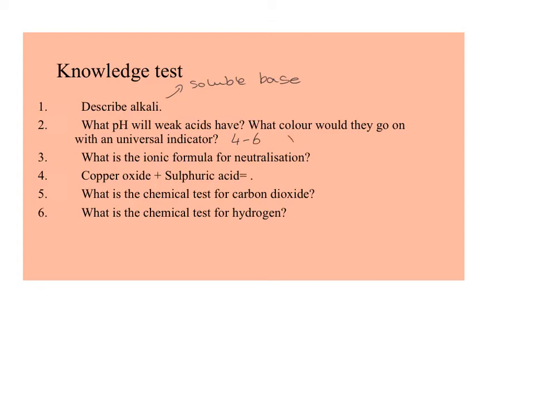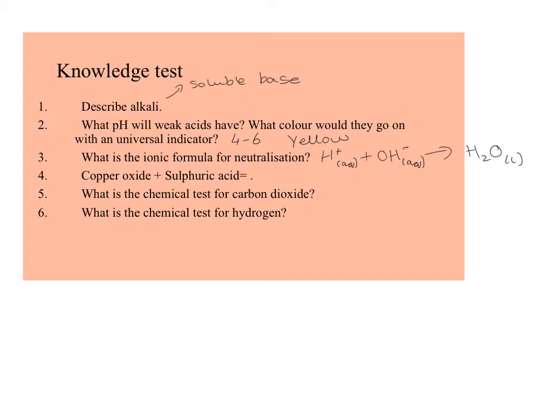What colour would they go? Mainly yellow, maybe a little bit orange, but mainly yellow, thinking about the colours of the rainbow and the pH scale. So what is the ionic formula for neutralisation? Acids are positive. Alkalis or bases are minus, and that makes H2O. To get the mark, make sure you put in aqueous because they're dissolved. Aqueous, and then water's just a liquid.